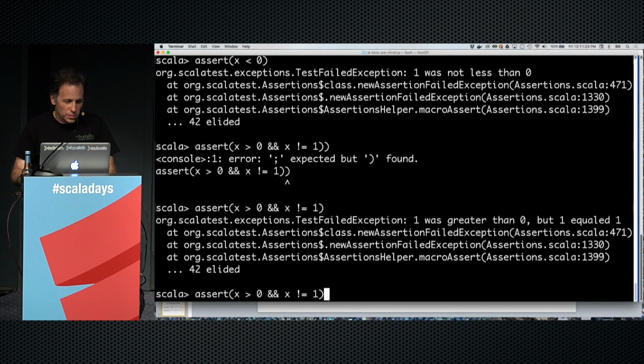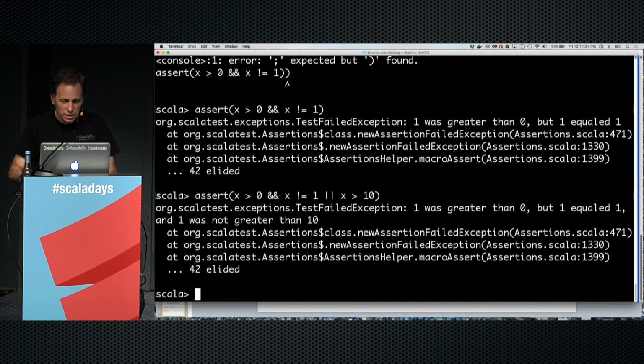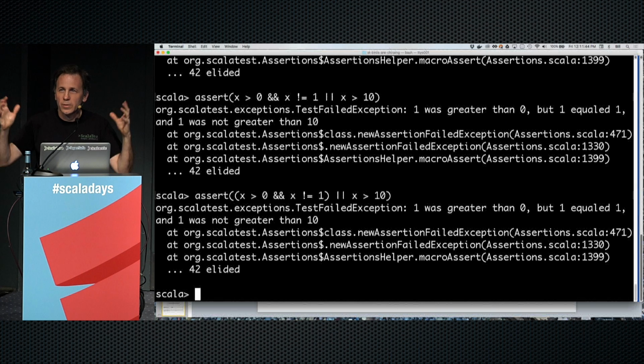But as soon as you have a third piece in here, like an or, x is greater than 10, which is also false, then what I get is 1 was greater than 0, but 1 equals 1, and 1 was not greater than 10. And what is kind of lost is what happened first, because really there's parentheses around this one because of the precedence. But I don't get that in my error message, so that doesn't scale that well. If I get any bigger than 3 pieces, then the error message is not obvious. You have to compare the message to the original thing.